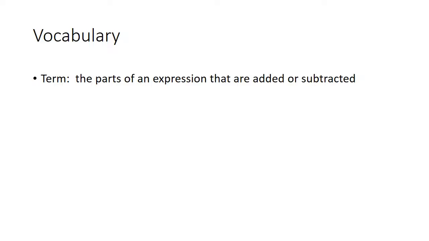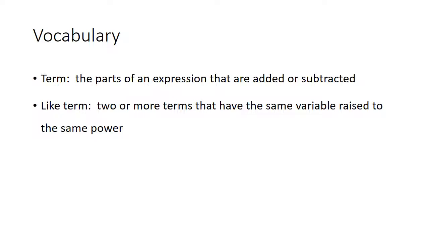In order to do that, we need to figure out what a term is. So let's look at some vocabulary. A term is any part of an expression that can be added or subtracted. So if you have 3x plus 5 equals 10, the 3x is a term, the 5 is a term, and the 10 is a term. So anything that can be added or subtracted, the little parts of it are going to be a term.